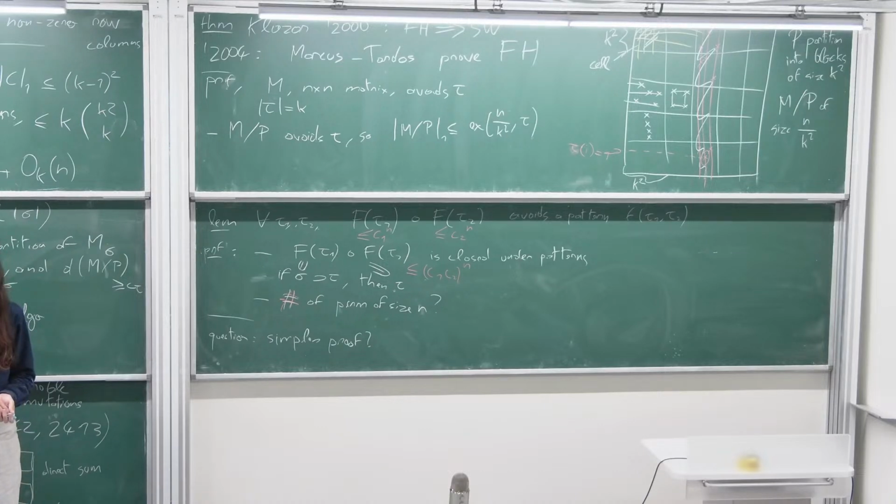You said you have another proof. Does the other proof give you some idea what is f of tau 1, tau 2? Not much better.